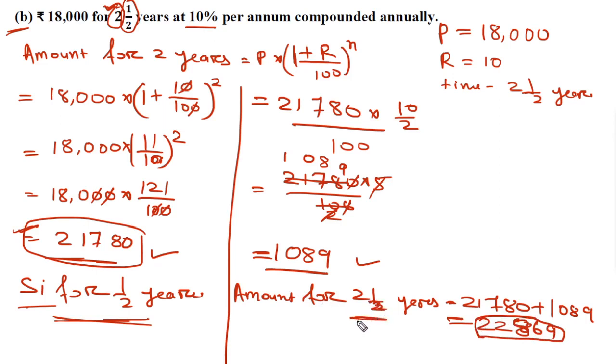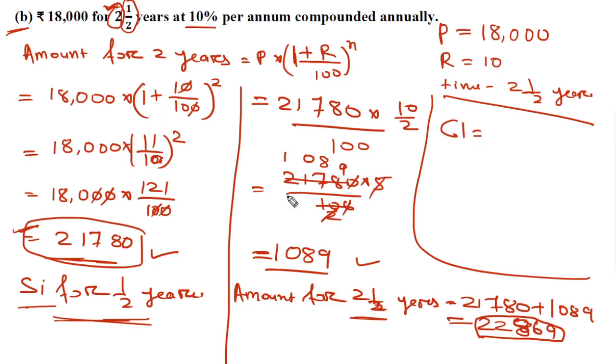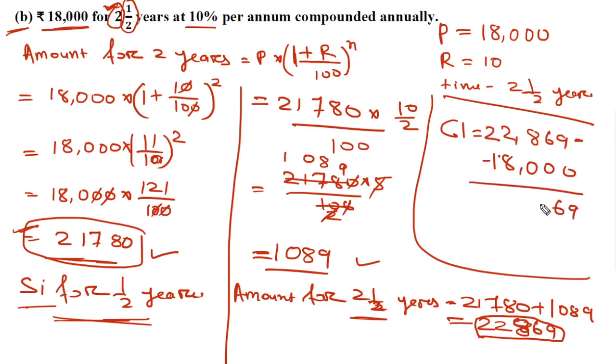Now we have to also find the compound interest. So CI, compound interest, equals amount minus principal. So the amount is 22,869 minus 18,000. So it will be equal to 4,869. So this is the compound interest for 2 whole 1 by 2 years, and this is the amount, 22,869. Okay, so this is the solution.